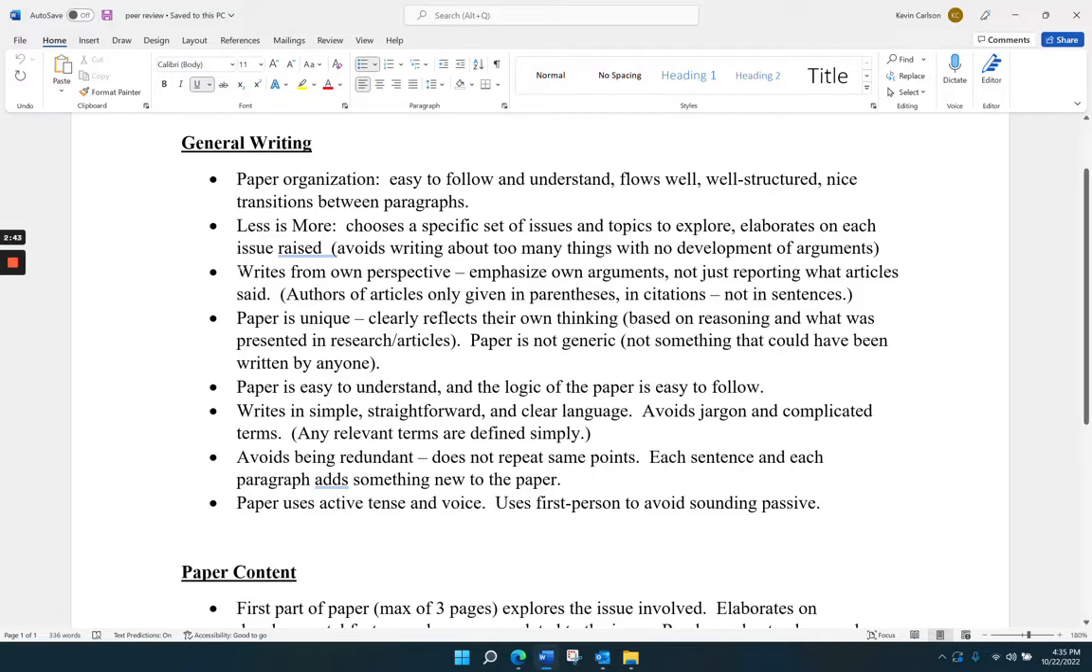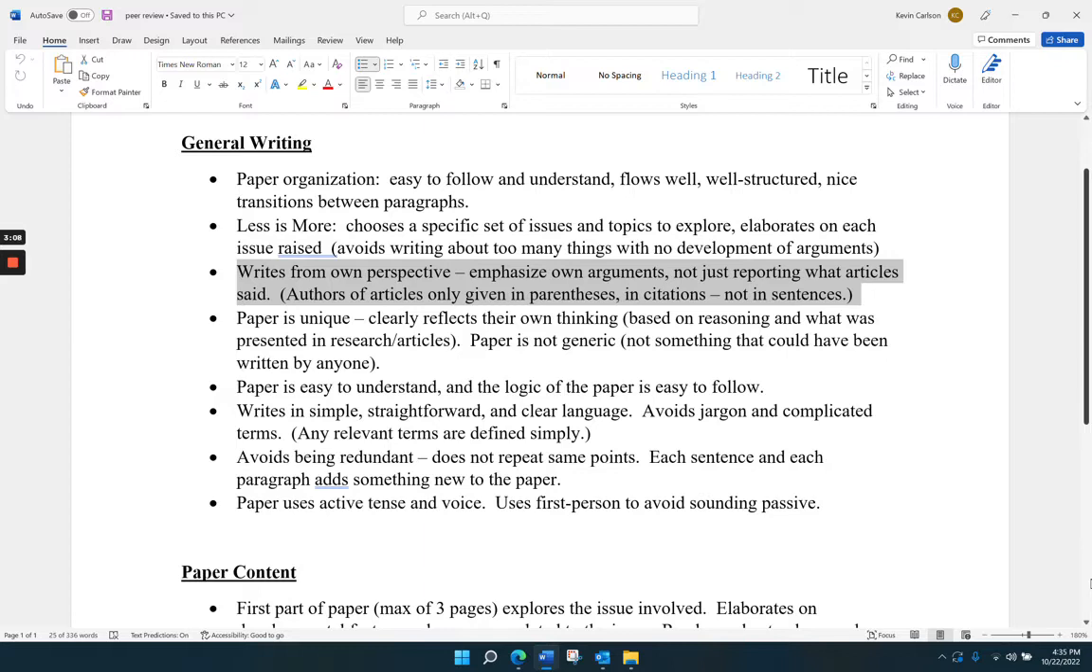Then we have writes from own perspective. Emphasizes own arguments. So this is what I was saying, that it shouldn't be a book report. So it's not a book report. It's not you just saying what you read in the articles, but it should be something that's your unique perspective on these things that you've read.